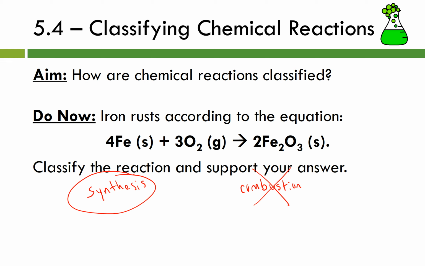Why can't we classify it as a combustion reaction? Mostly because of speed. This is iron rusting, which is a very slow process, relatively speaking. Combustion reactions tend to be fast. Think about lighting a piece of paper on fire or getting your Bunsen burner lit. The reaction between paper and oxygen, and methane and oxygen, happens very, very quickly. Rusting, slow. So even though oxygen is present as a reactant, we don't want to classify this as a combustion reaction because it happens too slowly.